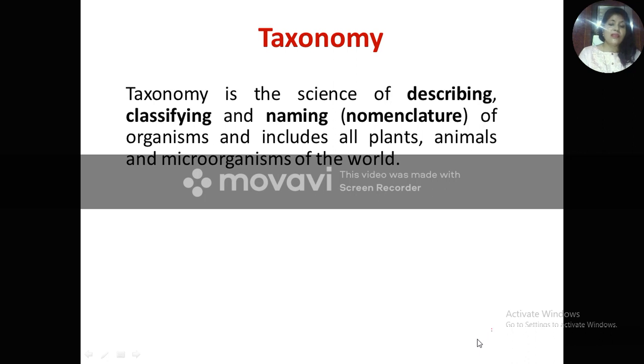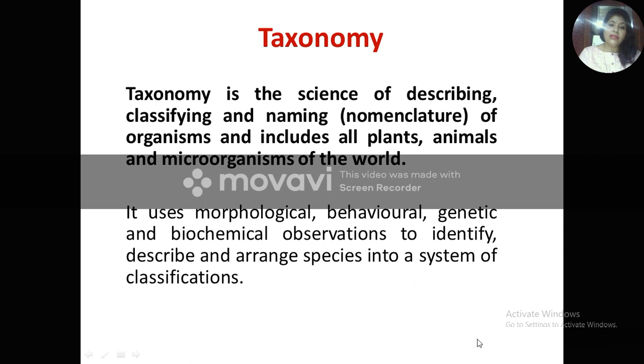So it's not only of plants, it's also of microorganisms and animals too. How does it do it? It uses morphological, behavioral, genetic and biochemical observations to identify, describe and arrange species into a system of classification.